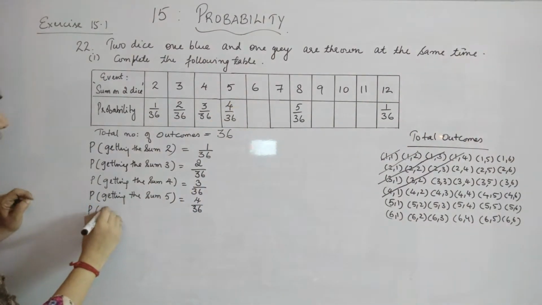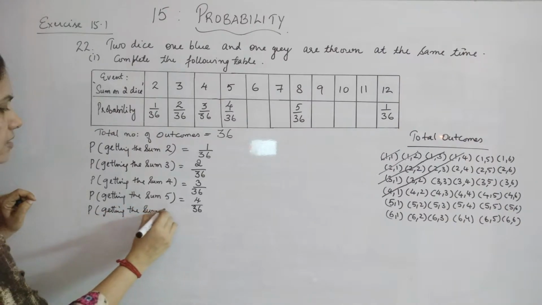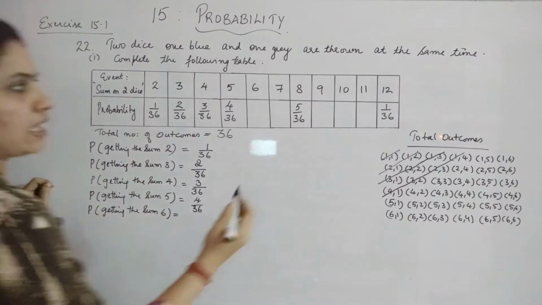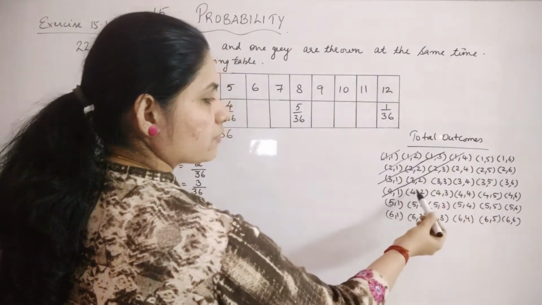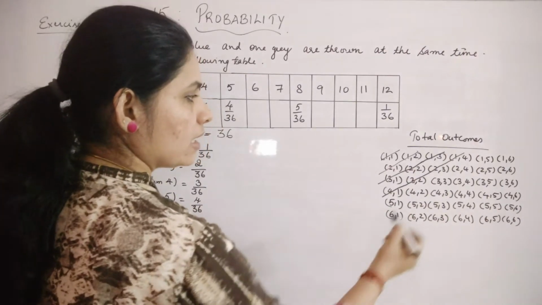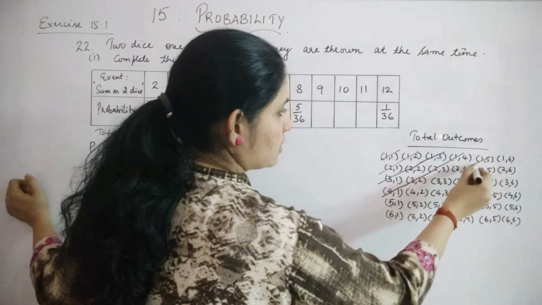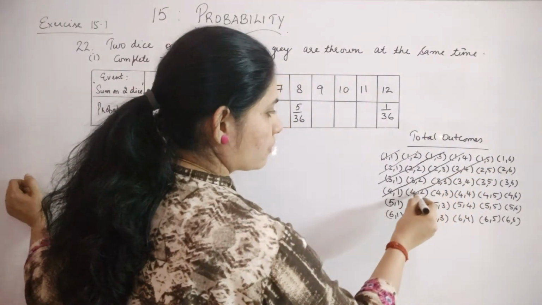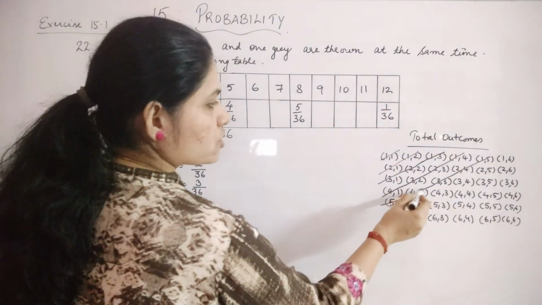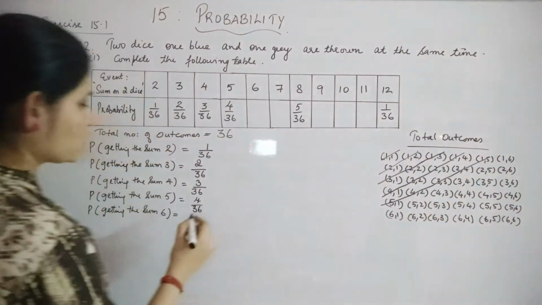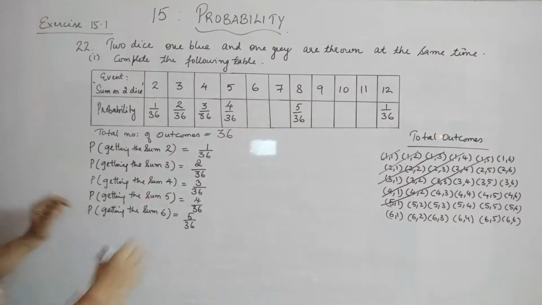Next is the probability of getting the sum as 6. A sum of 6 means you will get 1 plus 5, 2 plus 4, 3 plus 3, 4 plus 2 and 5 plus 1. So these are the possible or favorable outcomes. Now how many are there? 1, 2, 3, 4, 5. So you have 5 divided by 36 as the probability.